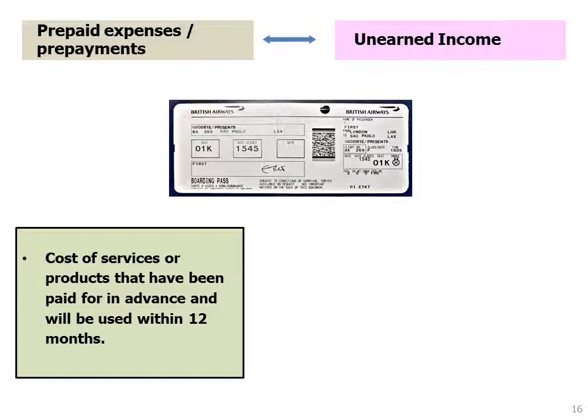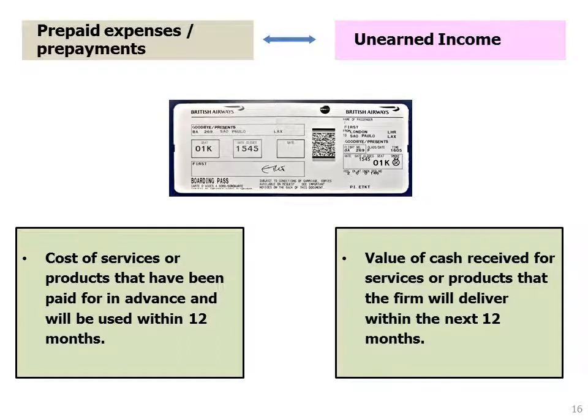So on the balance sheet, the total will be the cost of services or products that have been paid for in advance and will be used within 12 months. And for the supplier, the value of cash received for services or products that the firm has promised to deliver within the next 12 months.